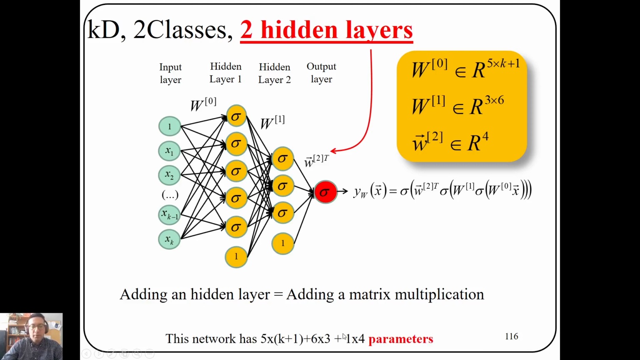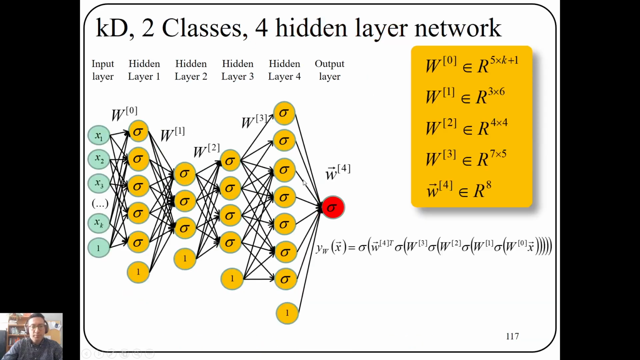So here we have an even larger number of parameters because we have more layers. And we could go like that. Here I created an arbitrary neural network with 4 hidden layers. The hidden layers are matrices of size 5 times k plus 1, 3 by 6, 4 by 4, 7 by 5, and the last layer is in fact a vector of dimension 8, because we have 8 neurons here, times 1 output neuron.